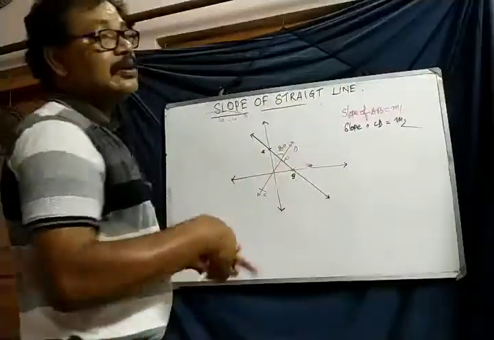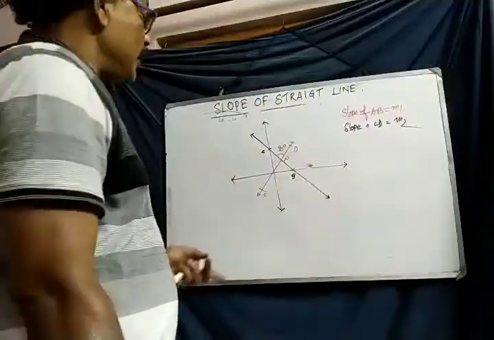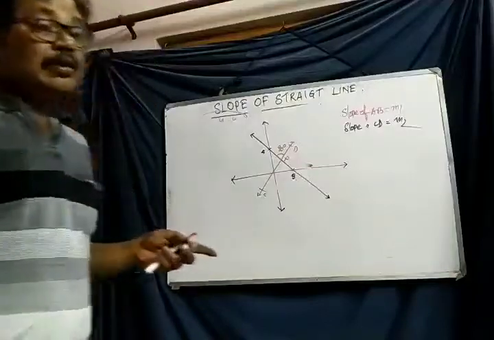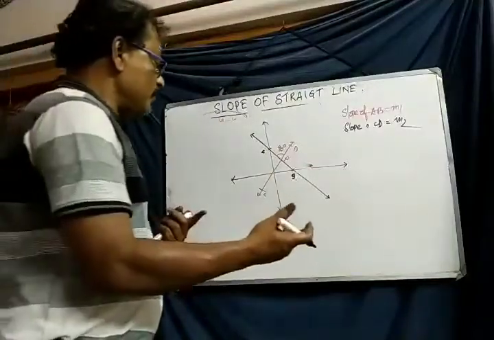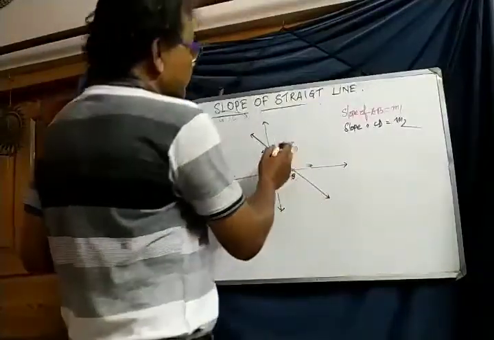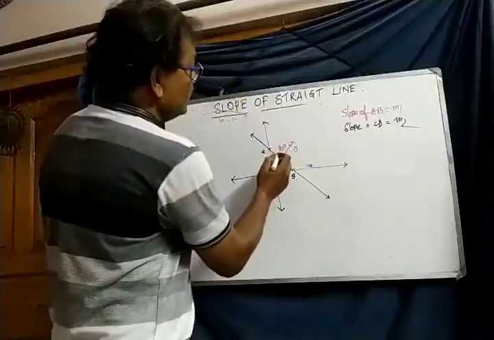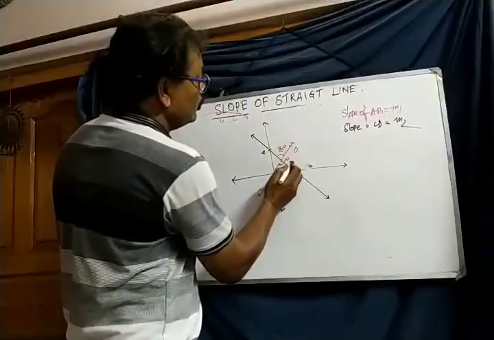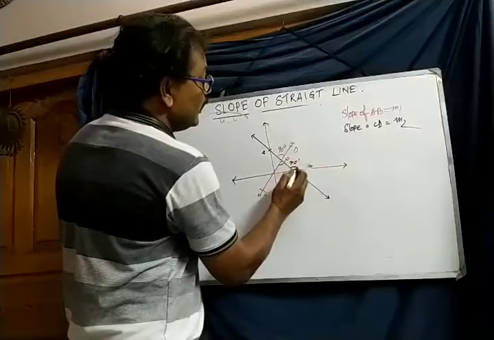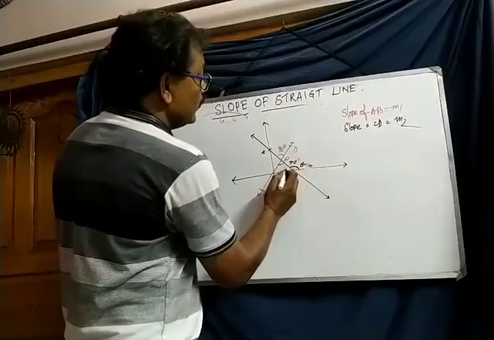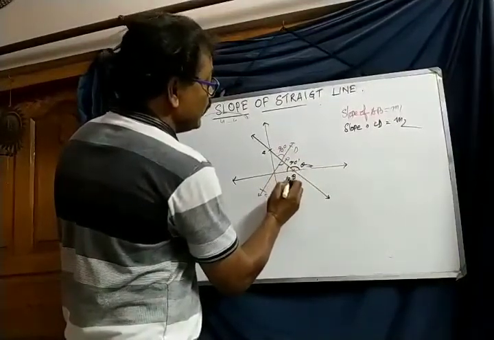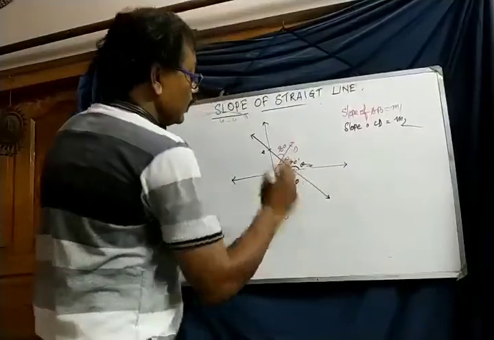What will be the relation between the slopes of the straight lines? Here we consider that the straight lines are perpendicular to each other. So this is 90 degrees, that is 90 degrees also. This angle is theta, then that angle is 180 degrees minus theta.